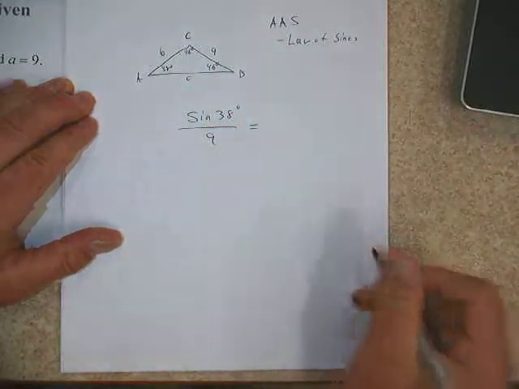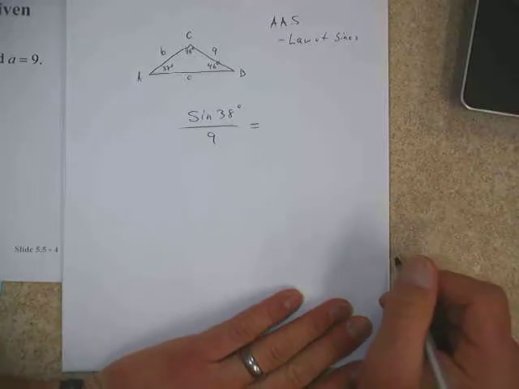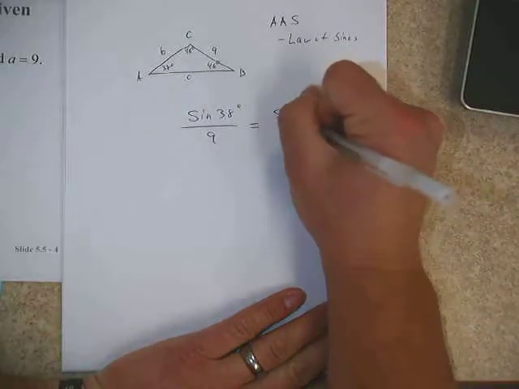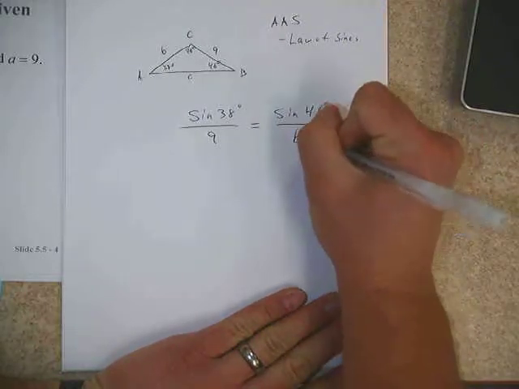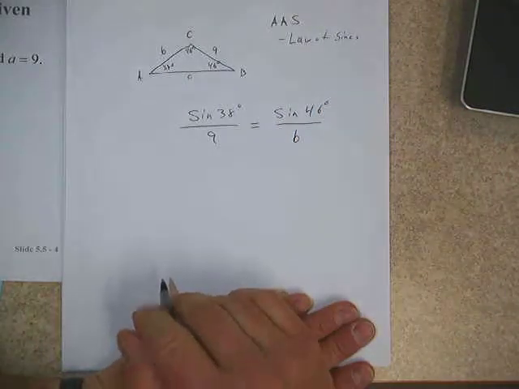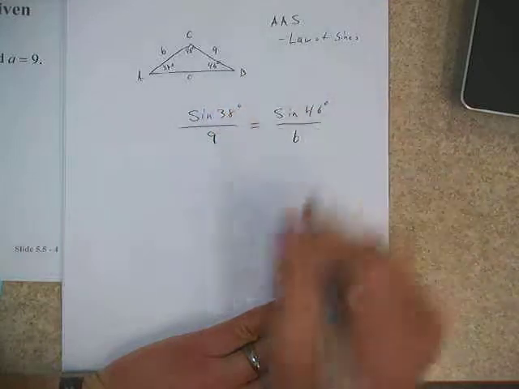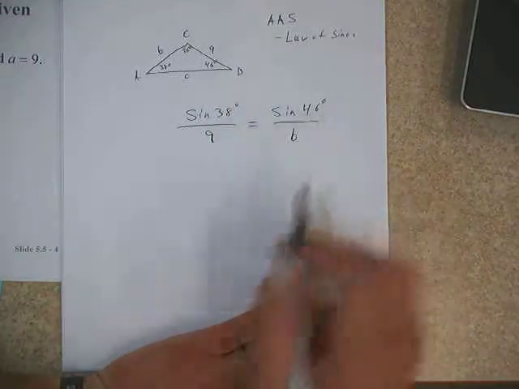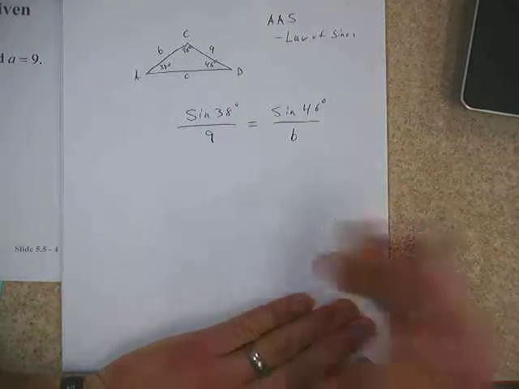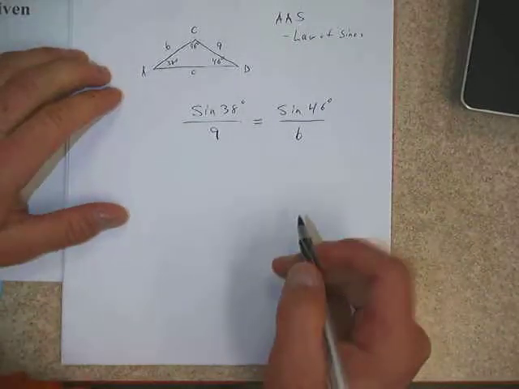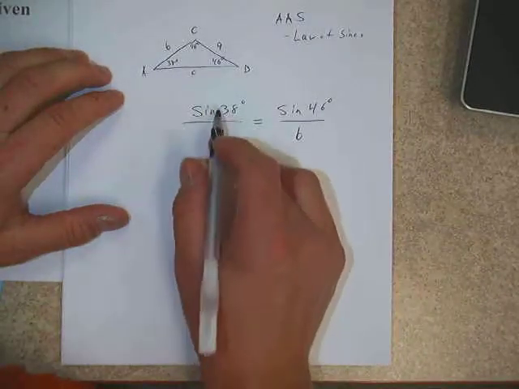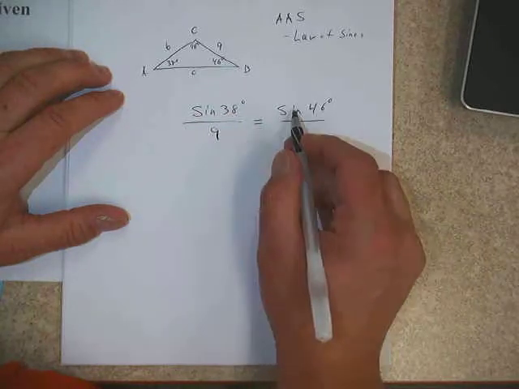So I'm going to write sine of 38 over 9 equals, and then I'm going to choose, it doesn't really matter which one we find first. I'm going to do B first, but I'm just choosing that because I felt like it. And so with that said, I would have sine of 46 over B. So when I write sine of 38 over 9 equals sine of 46 over B, the only variable I have is B. And so at this point, I would use the cross product.